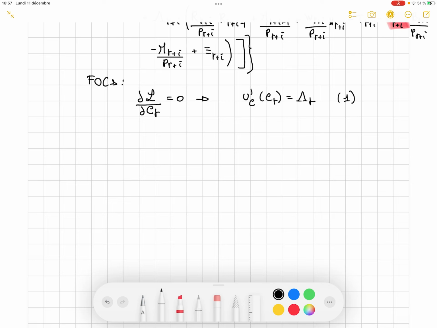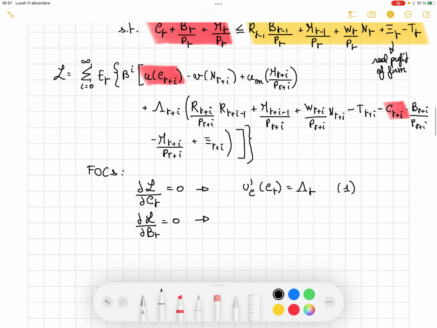Okay, so that's the main idea behind this expression. Now let's take the derivative of the Lagrangian with respect to the bond. That is the second factor. The second thing that the household can do is to borrow or lend some money. So that's what we obtain when we do that.